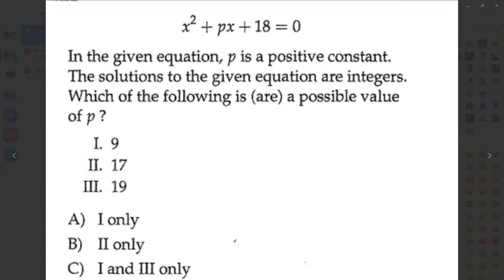Let's see it. In the given equation, p is a positive constant. The solutions to the given equation are integers. Integer means a whole number, not 1.2, but 1, 2, 3, such values, not a point or portion, something like this. Which of the following is a possible value of p?